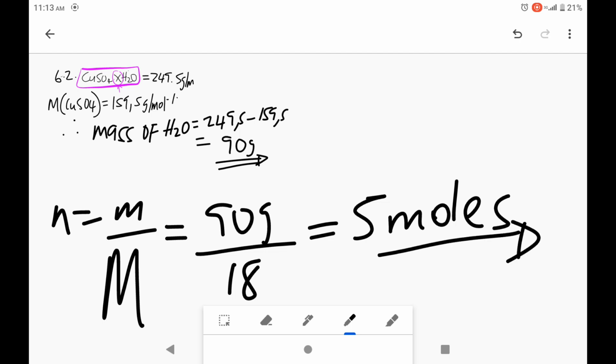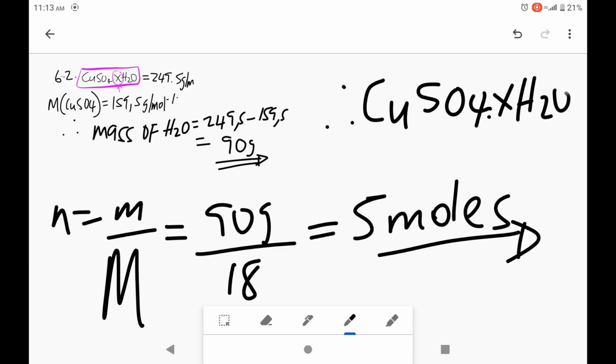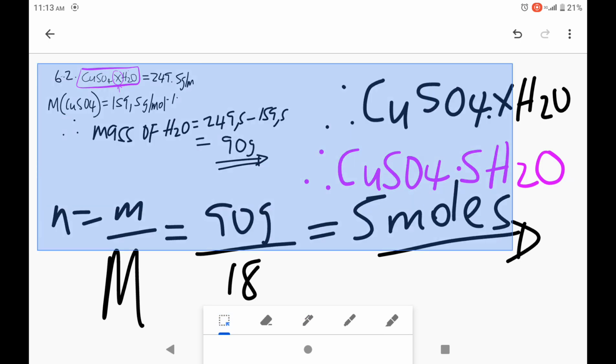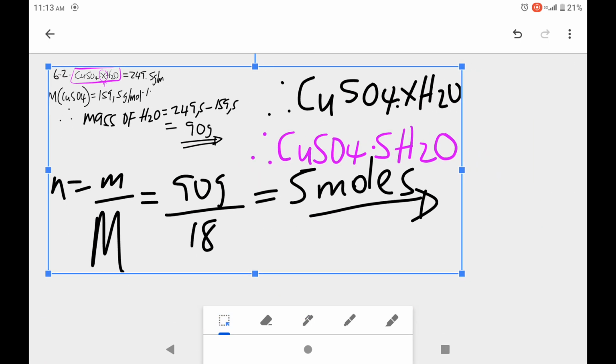5 moles. So therefore, you have CuSO4.xH2O, which becomes CuSO4.5H2O. This is what they are looking for. This is how you calculate these water of crystallization questions. This is how you do it.